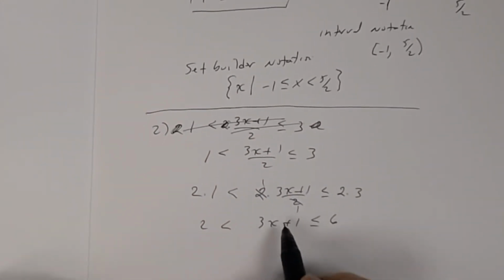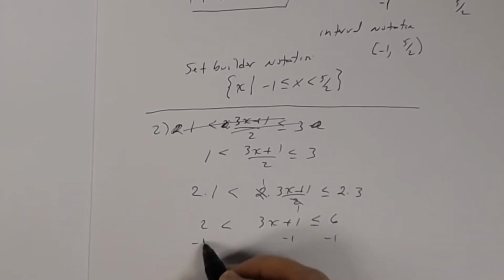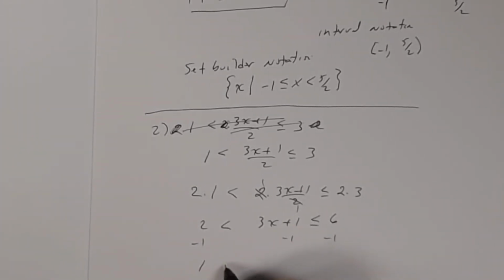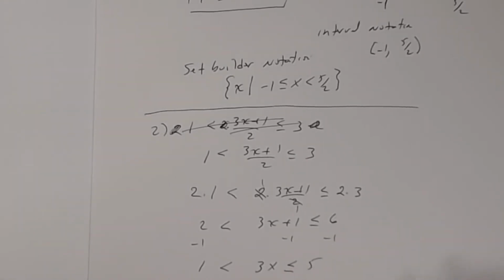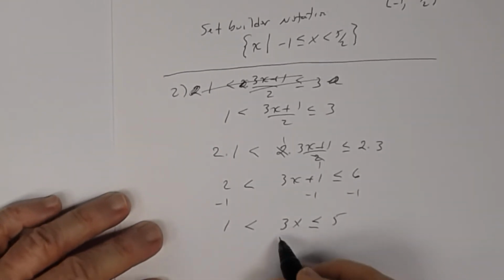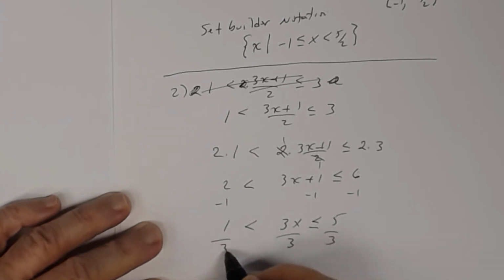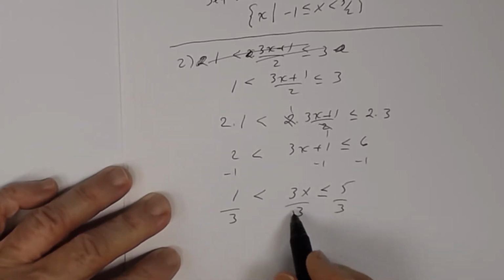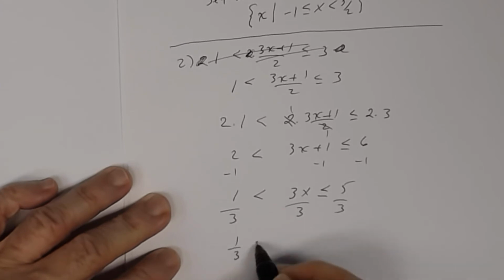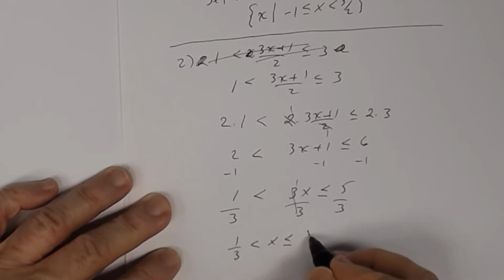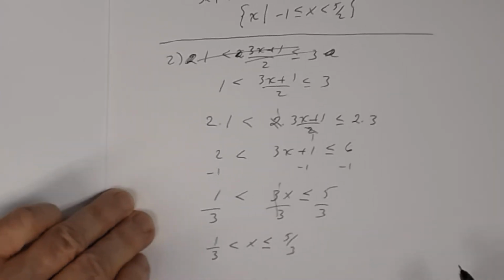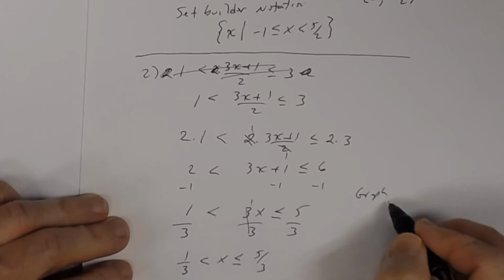And so we're going to solve, we're going to get x in the middle. So I'm going to subtract 1 from all 3 parts. 2 minus 1 is 1, is less than 3x, is less than or equal to 6 minus 1 is 5. And then finally dividing both sides by 3 to get x by itself, I get my solutions. My solutions are going to be between 1/3 and, this is x right here, 3 divided by 3 is 1, 1 times x is x, so between 1/3 and 5/3. And so your graph would look like this.